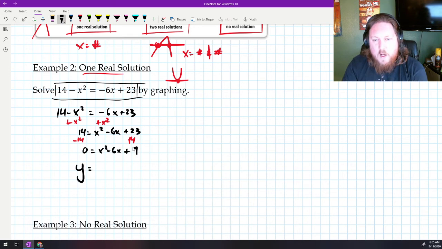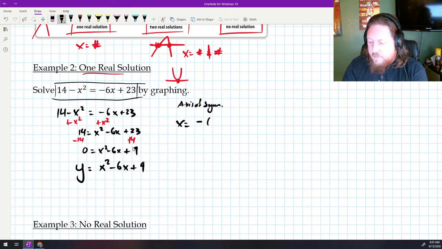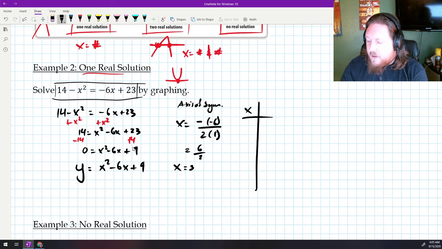And I'm going to graph y equals x squared minus 6x plus 9. Now let's find our axis of symmetry. To do that, x equals negative 6 over 2 times 1, or 6 over 2, or 3. X equals 3. Make our table of values. Put 3 at the center. Let's go 2, 1, and 0. And then let's go 4, 5, and 6.